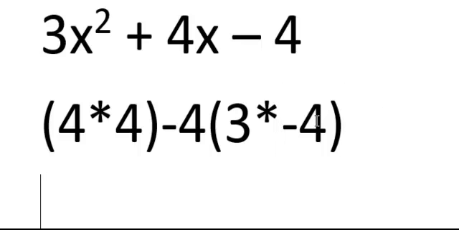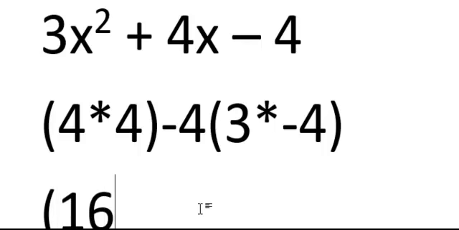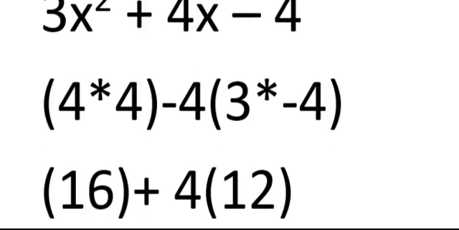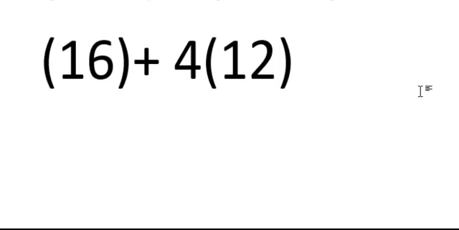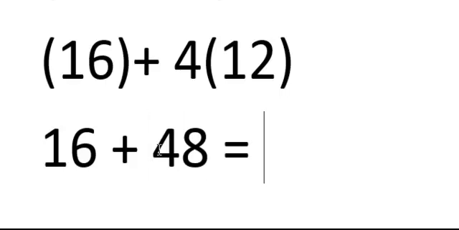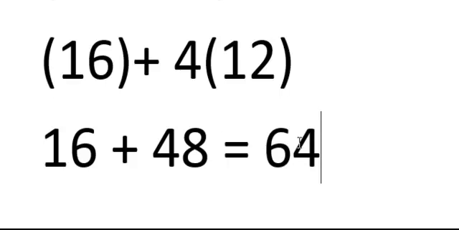Or you can close that, and you can always enter the multiplication sign there. If we come down and say 4 multiplied by 4, that should give us 16. Minus, multiplied by minus, that becomes plus. 3 multiplied by 4, that will give us 12. Now we come back down. We now say 16 plus 4 multiplied by 12. That will give us 48. And the answer to that will become 64 when you add both together.